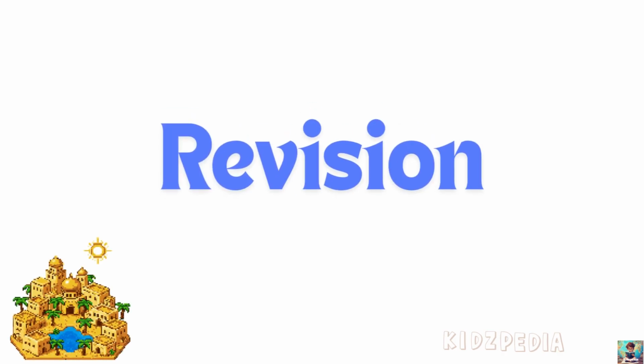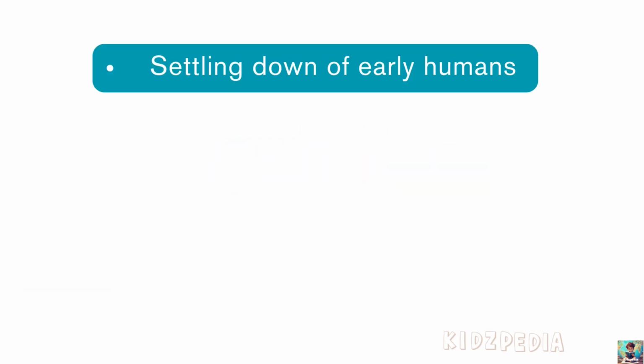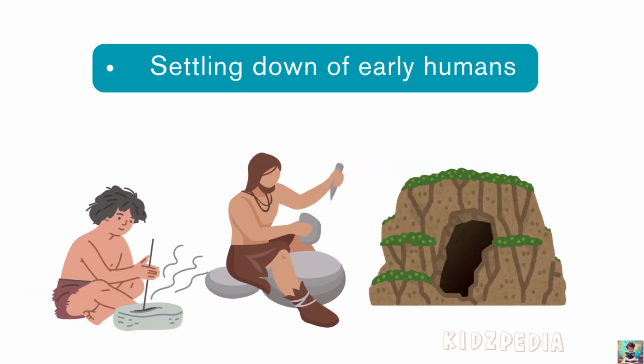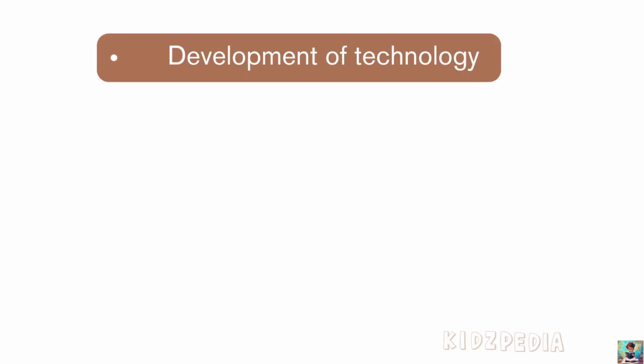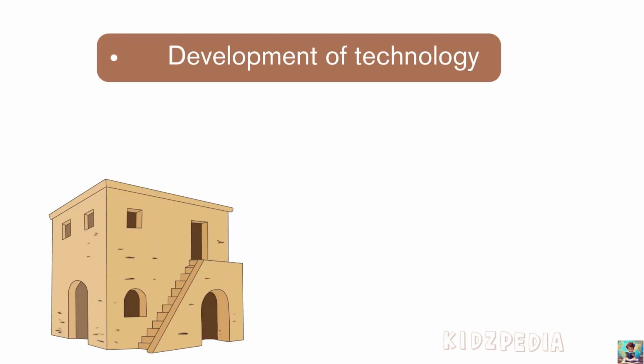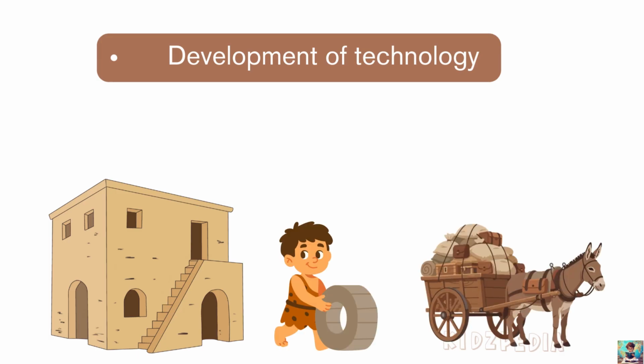Let's begin our revision. Settling down of early humans. Early humans stopped moving from place to place and began to live in one area. Then humans started growing crops which helped them settle permanently. People developed technologies such as construction, metallurgy and transportation.